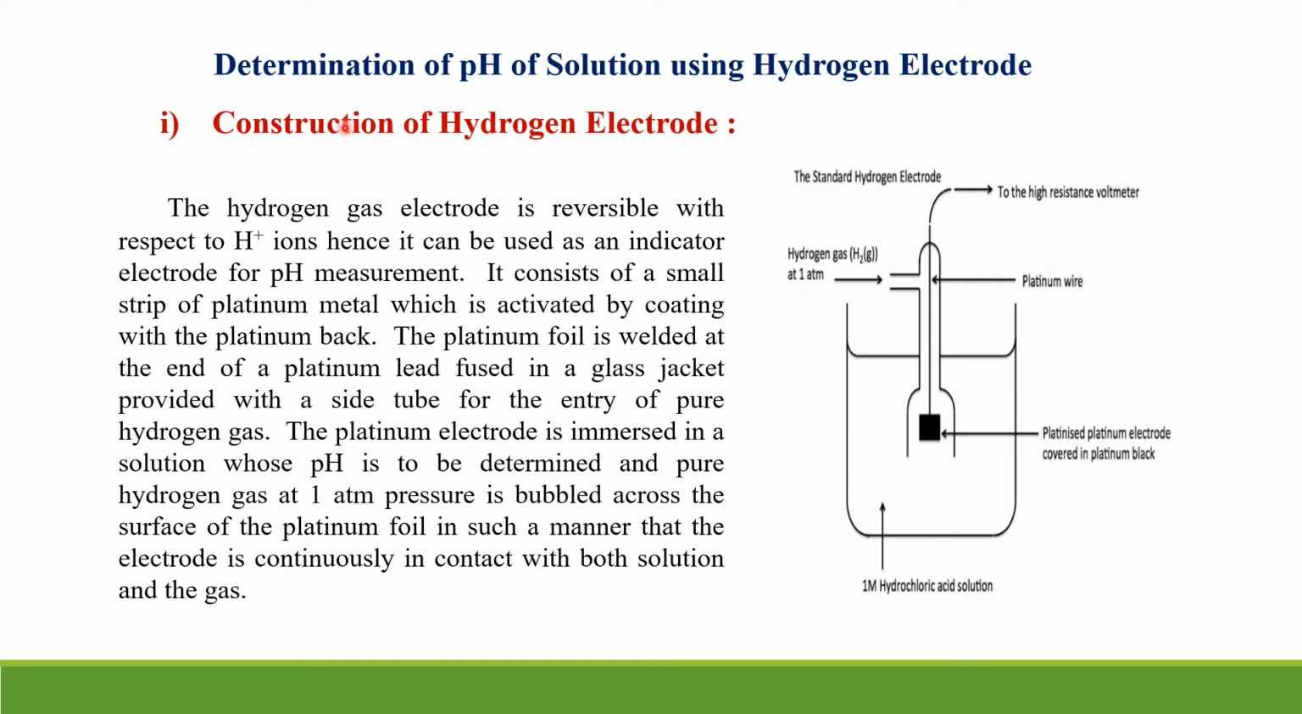Now coming to our experimental determination of pH of the solution using hydrogen electrode. First we will discuss the construction of hydrogen electrode. Here you can see the construction of the hydrogen electrode. The hydrogen gas electrode is reversible with respect to H+ ions, and hence it can be used as an indicator electrode for pH measurement. As it will indicate the change in the potential of the hydrogen ions, the hydrogen electrode is called an indicator electrode, which can be used for pH measurement.